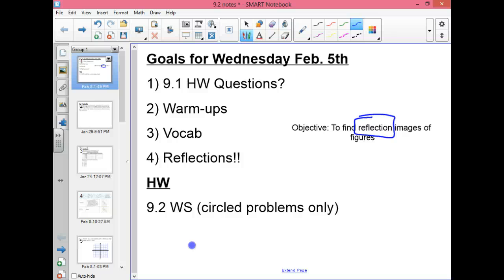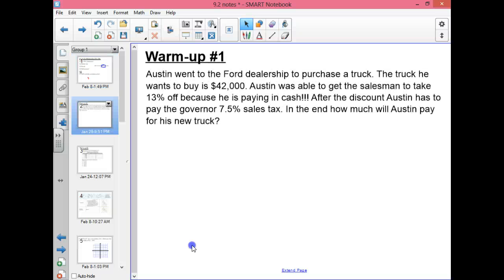Okay, we're going to start though with some warm-ups. Okay, hold on. So let's look at the first one. It says, Austin went to the Ford dealership to purchase a truck. And the truck he wants to buy is $42,000. He was able to get the salesman to take off 13% because he's going to pay with cash. After the discount, Austin is going to have to pay the sales tax, and I want to know in the end how much will Austin end up paying for his new truck.